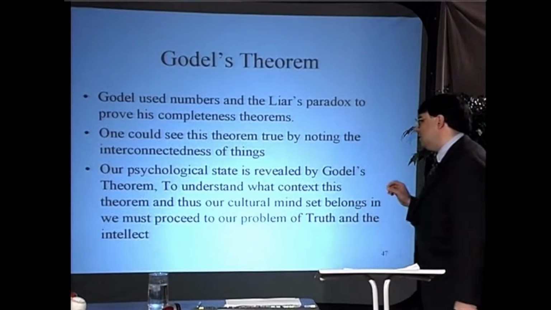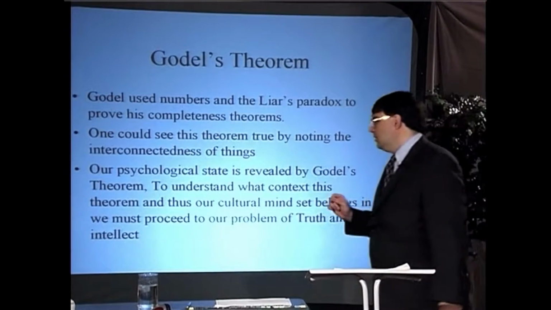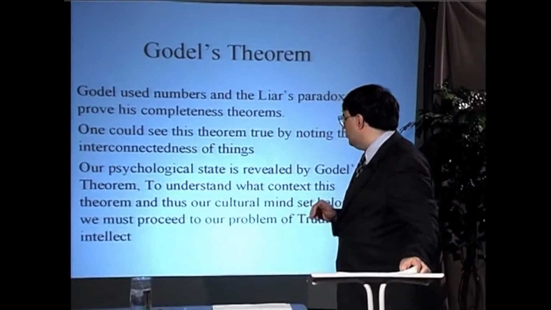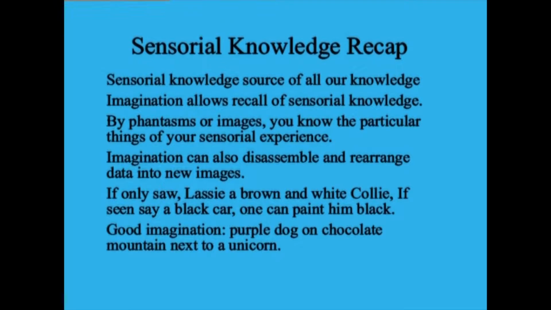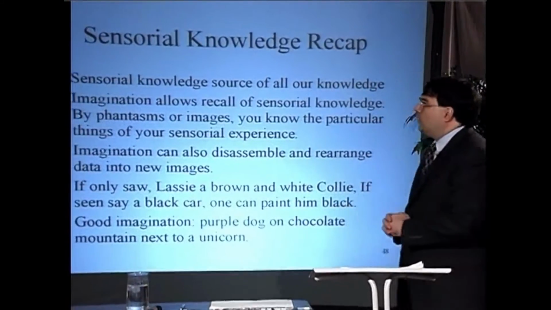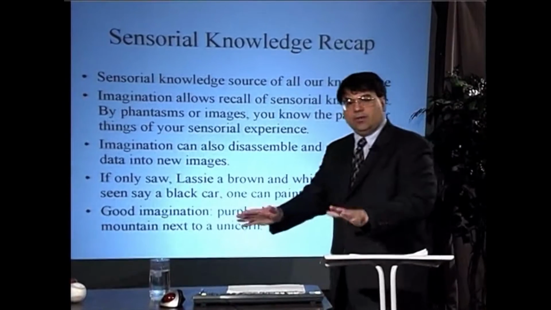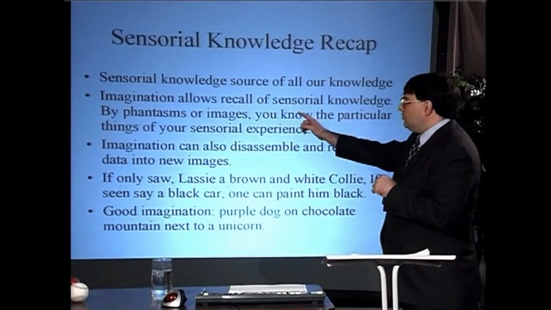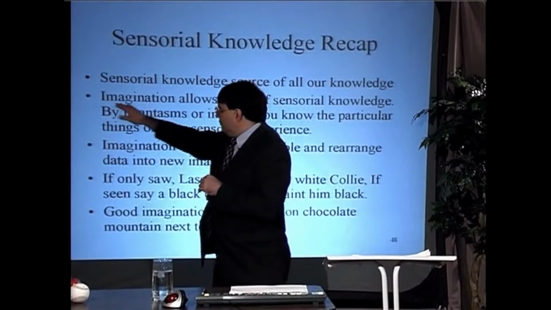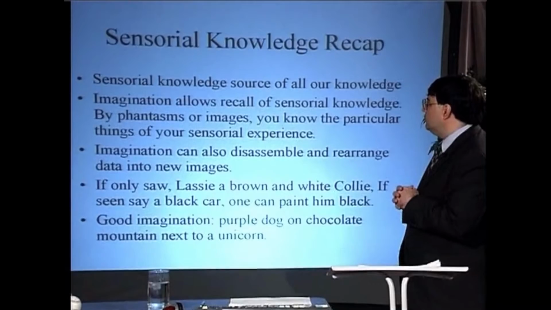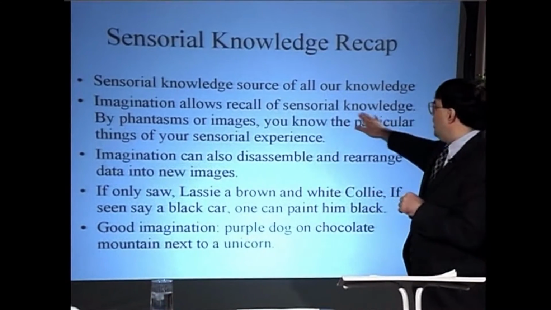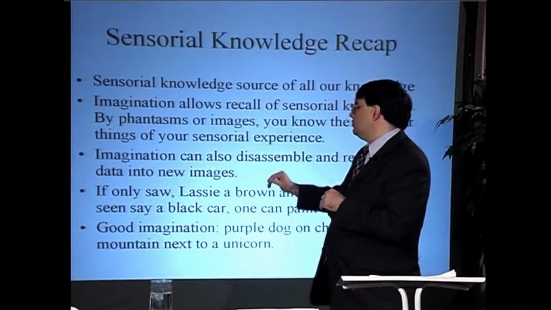To understand what the context of this theorem is in our cultural mindset, we must understand more about the problem of truth and something that we'll call beings of reasons. Let's recap what we learned about sensorial knowledge. Sensorial knowledge is the source of all of our knowledge, first of all. Everything that we have comes through the senses. Imagination, that was the power not just of manipulating images, but also of any use of images, allows recall as well as sensorial knowledge by phantasms or images.